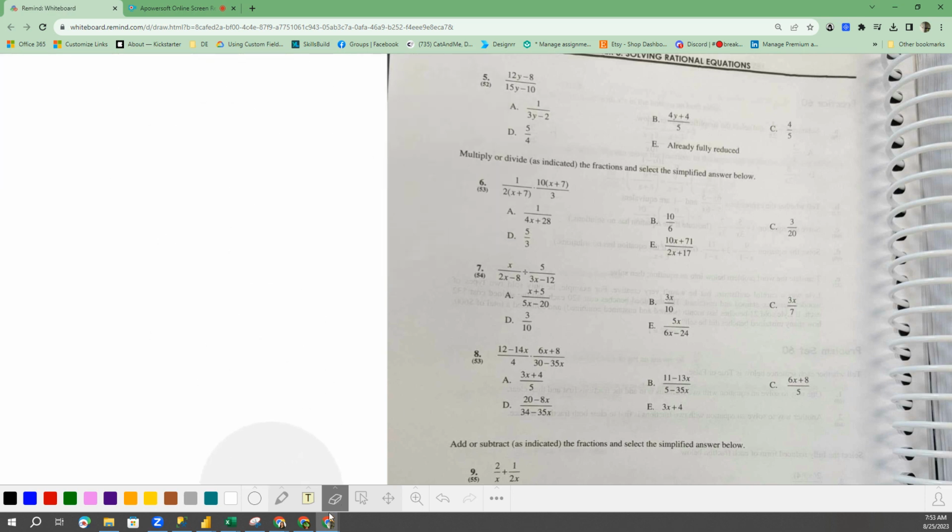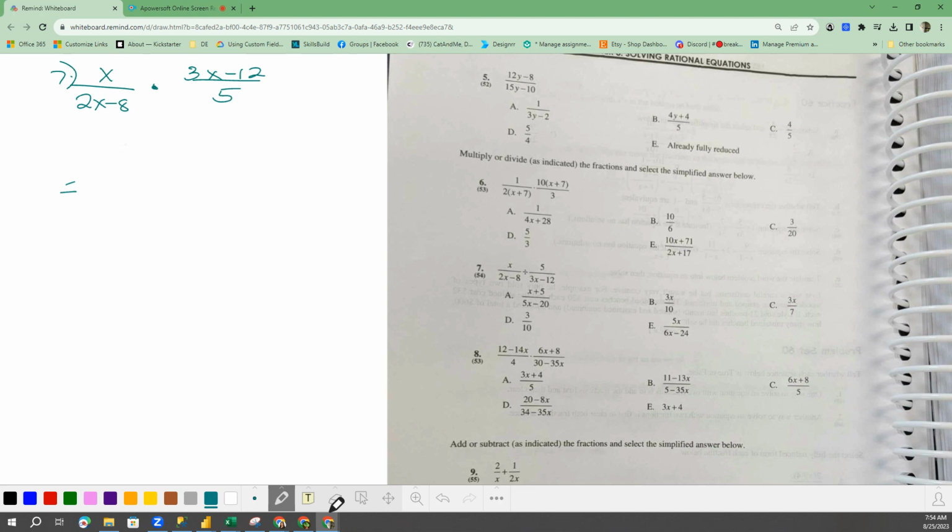Okay, so number 7. This is a division. When you write it, I saw that when you were doing it before, you were already flipping it. So that's great. So I'm going to copy that way. x, 2x minus 8. And I'm going to flip this now. 3x minus 12 over 5. Okay, so now we will factor out two numerators and two denominators.